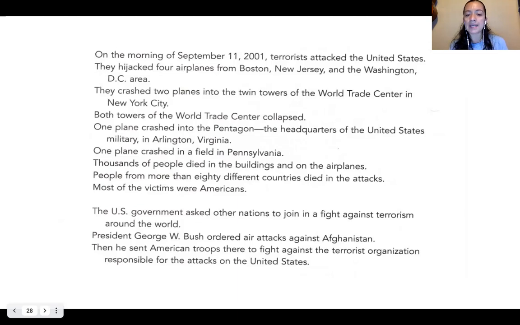Thousands of people died in the buildings and on the airplanes. People from more than 80 different countries died in the attacks. Most of the victims were Americans. The US government asked other nations to join in a fight against terrorism around the world. President George W. Bush ordered air attacks against Afghanistan. Then he sent American troops there to fight against the terrorist organization responsible for the attacks on the United States.